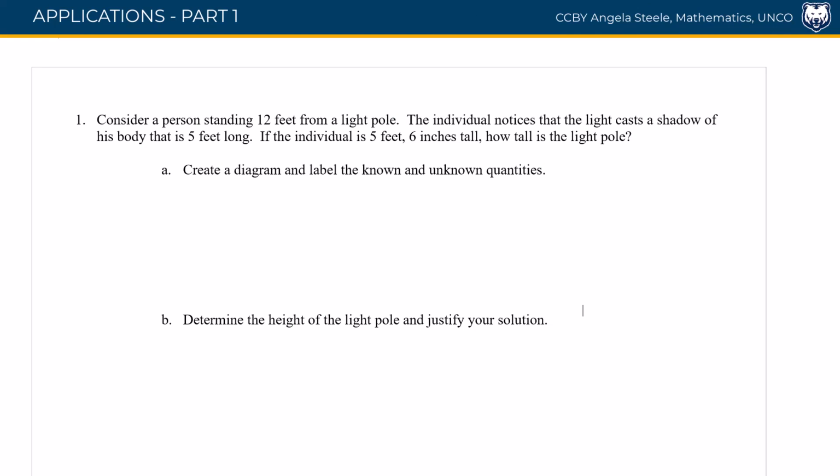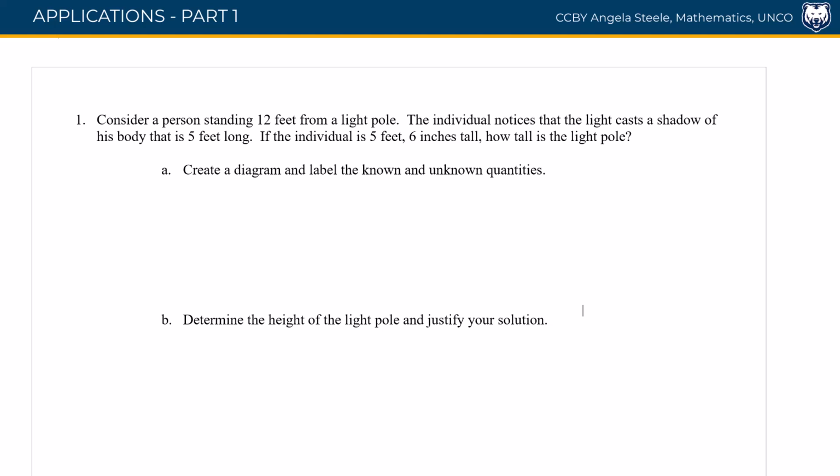Everyone, welcome back. Now what we're going to do is look at some application problems so we can see how to actually apply all of the things that we've been learning. The best thing to do when working on application problems is always draw a picture, so that way you can get your triangle in that picture.